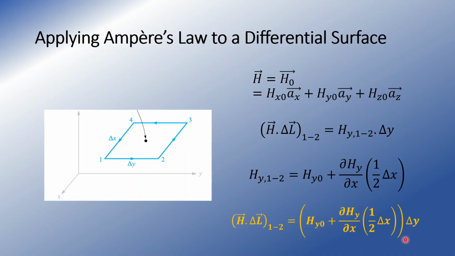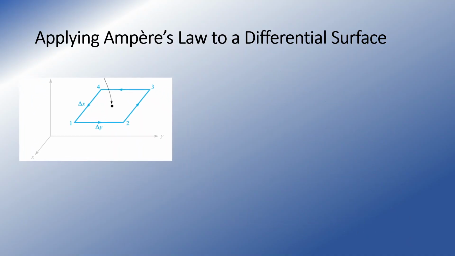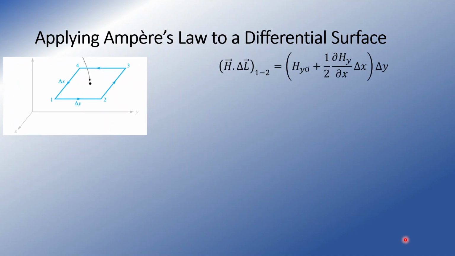Similarly, now we have to find this H dot dl for 2 to 3, 3 to 4 and 4 to 1. So we have the equation for H dot dl for 1 to 2. By applying similar logic, we get it for 2 to 3. Now in 2 to 3 what happens? The magnetic field is in the minus x direction, but we know only the x component at the center, which is Hx naught.